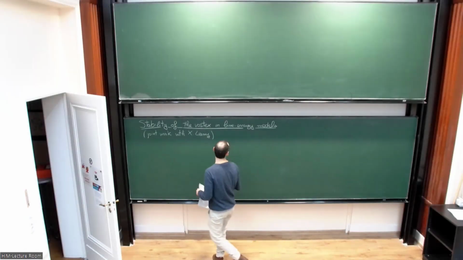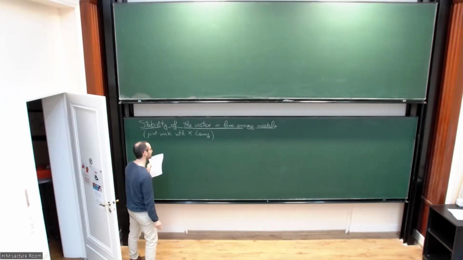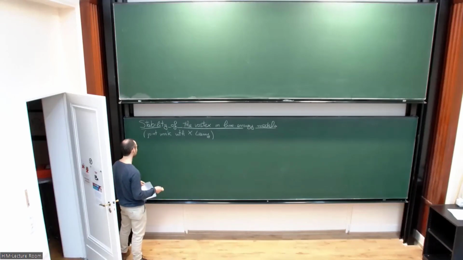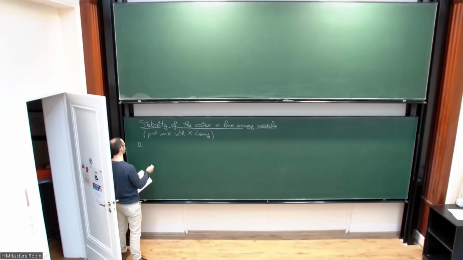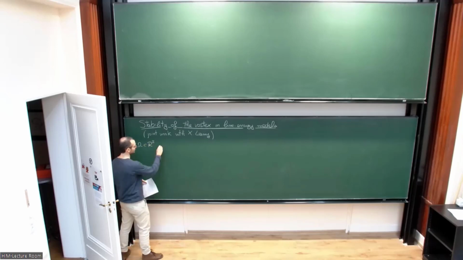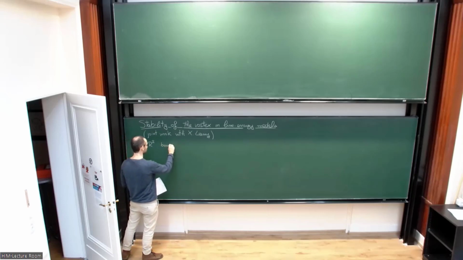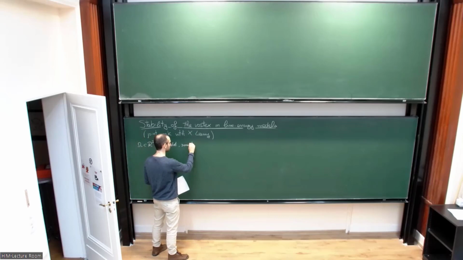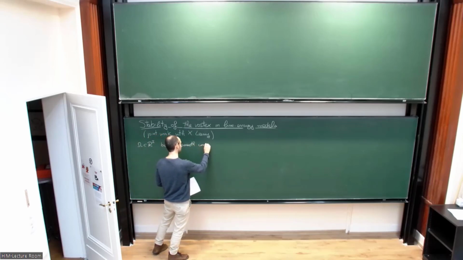So yes, I put line energy models because there are some which are almost equivalent but not equivalent. I will focus only on the Aviles-Giga case today. The proof is the same anyway. So we say Omega is a bounded, smooth, connected domain in R^2.